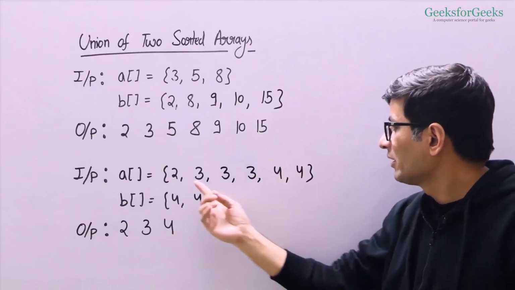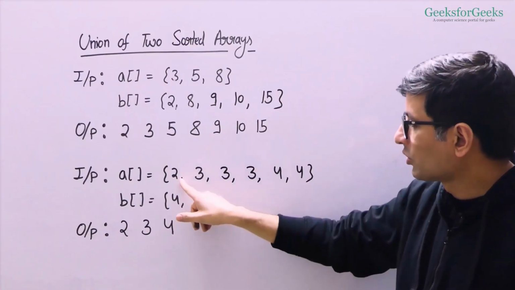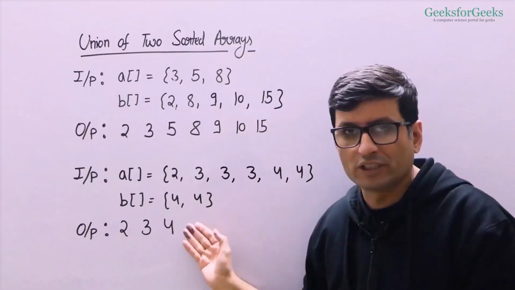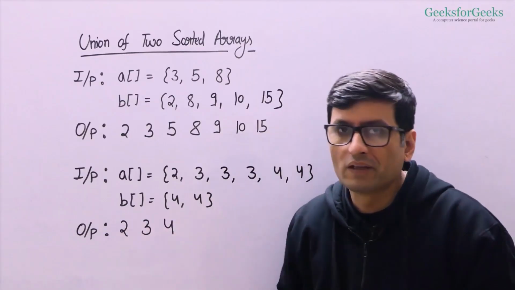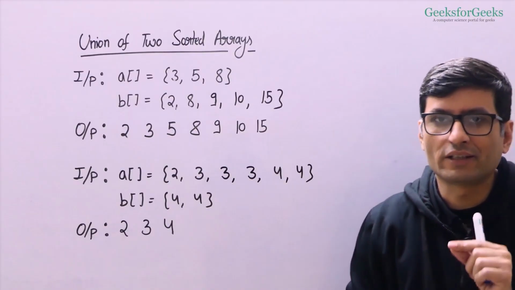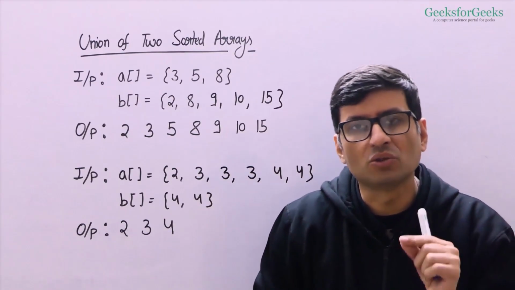Let's see this example. 2, then 3 times, then 4 2 times, and then 4 2 times here. So 2, 3, 4, right? These are the three distinct elements present in both the arrays. So our output is 2, 3, 4. Now please pause this video. Try to write down a function that takes two arrays as input, A and B, and prints union of both the arrays.